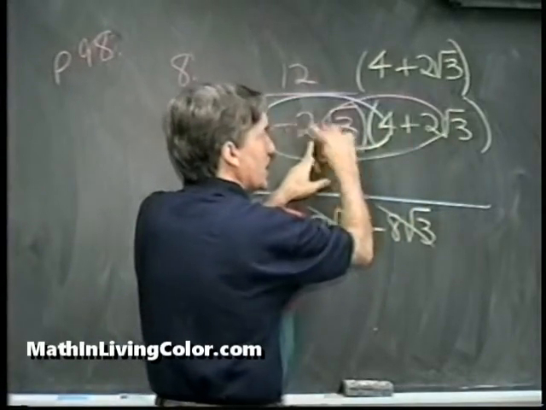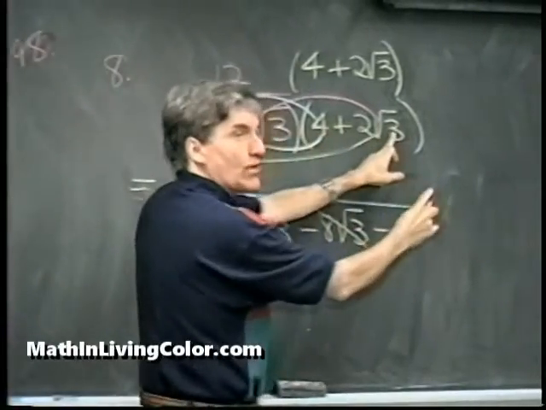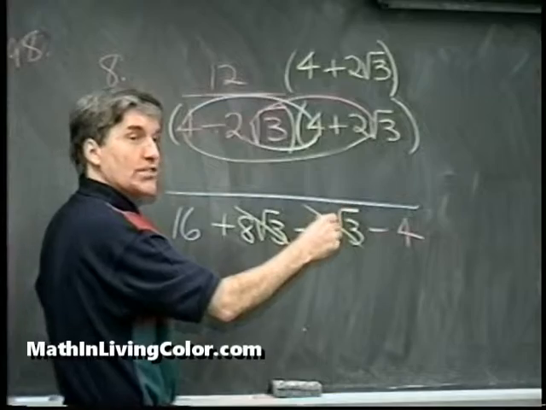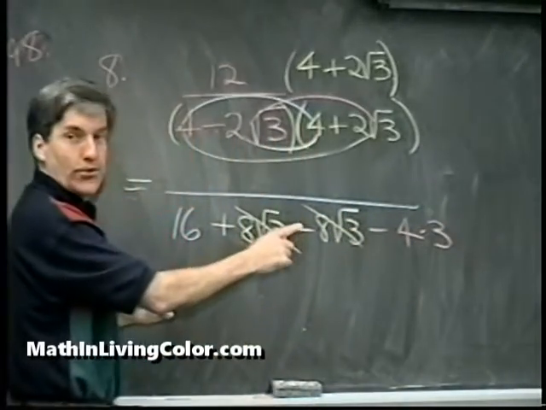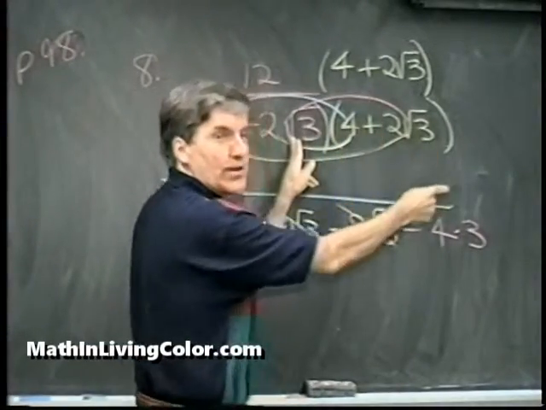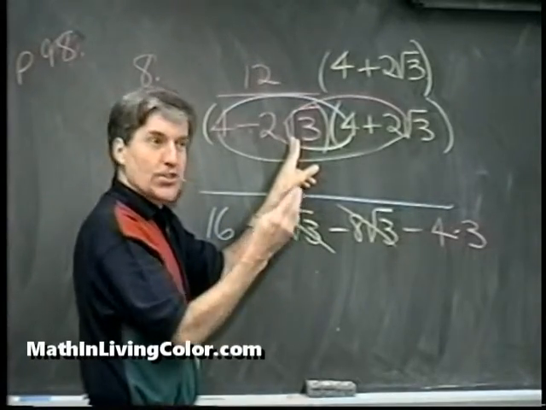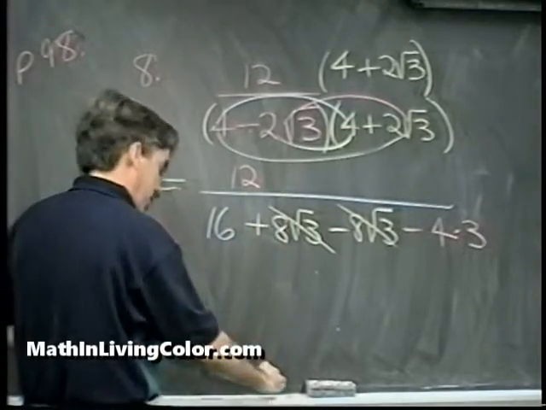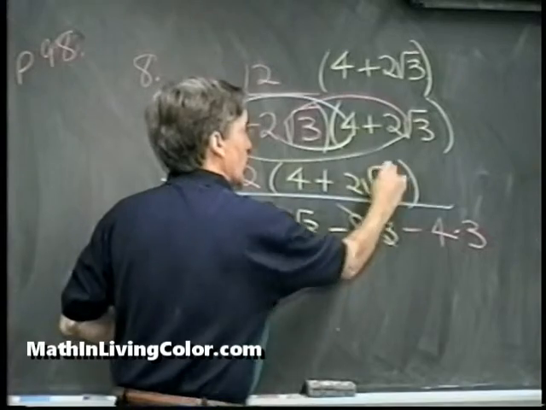would be negative 4, and then the square root of 3 times the square root of 3 would be square root of 9, which is 3. Can we just put 3? All right, don't put the square root of 3. That's a very common mistake. People take the square root of 3 times the square root of 3 and put the square root of 3. It's got to be the square root of 9 or just 3. Now, in the meantime, the numerator is staying 12 times the quantity of 4 plus 2 square root of 3.